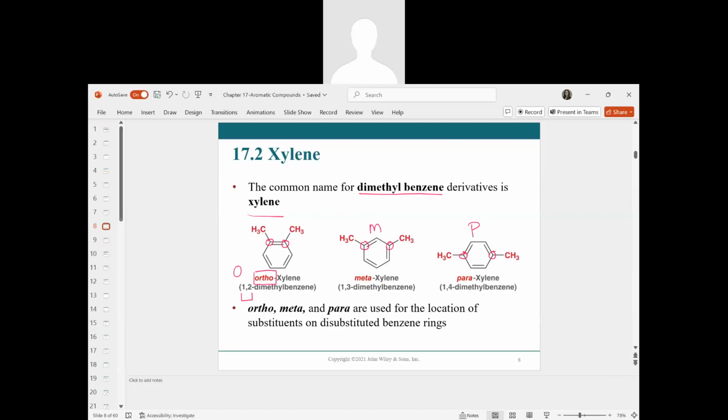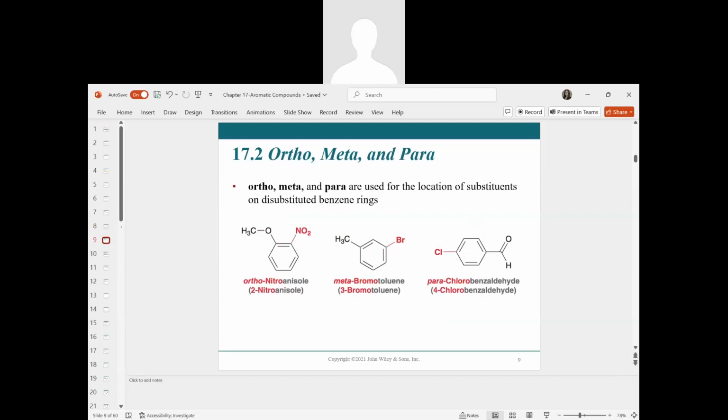We can use these terms ortho, meta, and para as location descriptors to describe the location of these 2 substituents on our benzene ring, specifically in this case, the dimethyl substituents in xylene. We not only use ortho, meta, and para to describe the xylene, we can also use them with different substituents. So we can see here that we have an anisole parent, and then our nitro substituent here. So this nitro group is ortho to the substituent that makes this parent anisole.